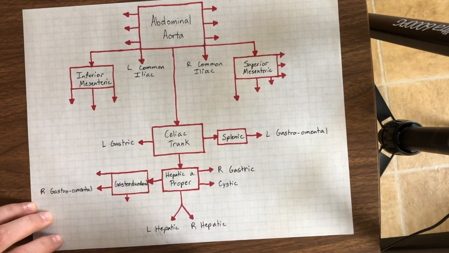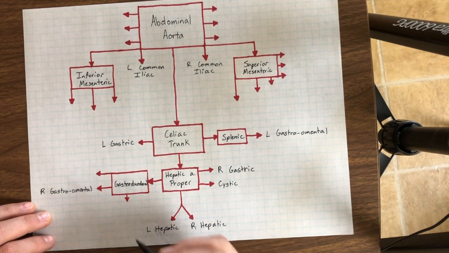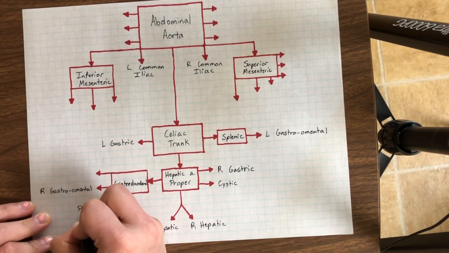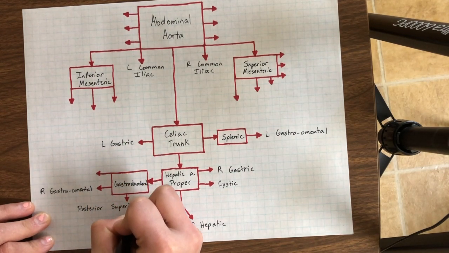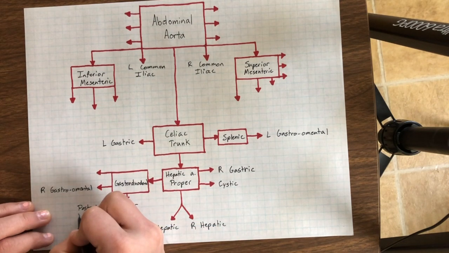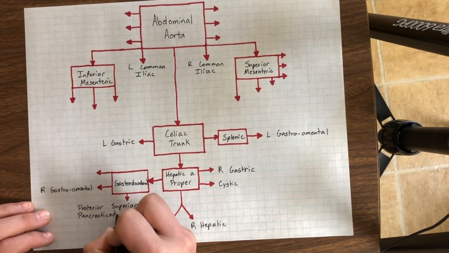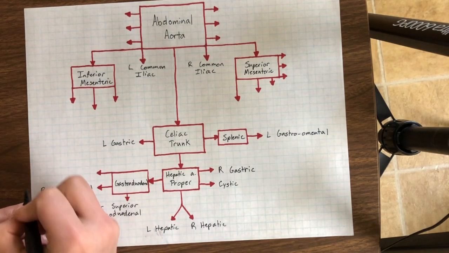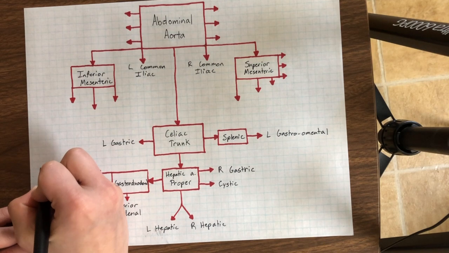Then we're going to have two more branches coming off that are going to supply the pancreas and part of the duodenum, which is the first part of the small intestine. So we're going to have a posterior superior pancreaticoduodenal artery. And an anterior superior pancreaticoduodenal artery. And those are both going to be coming off of the gastroduodenal.